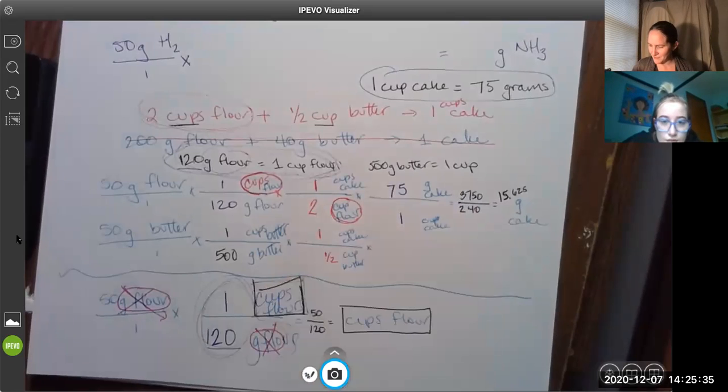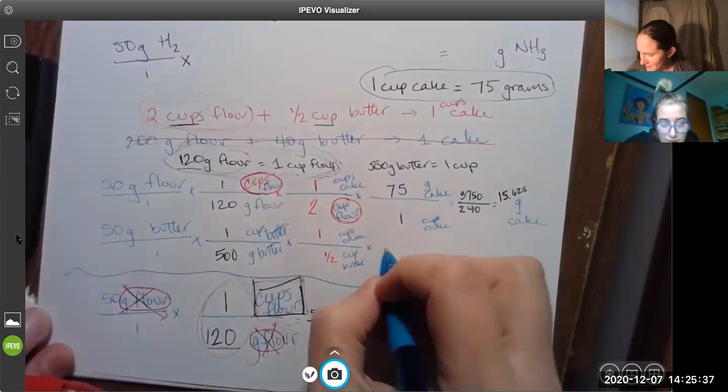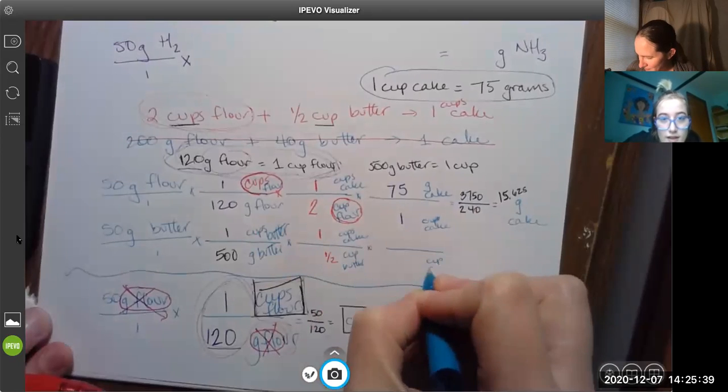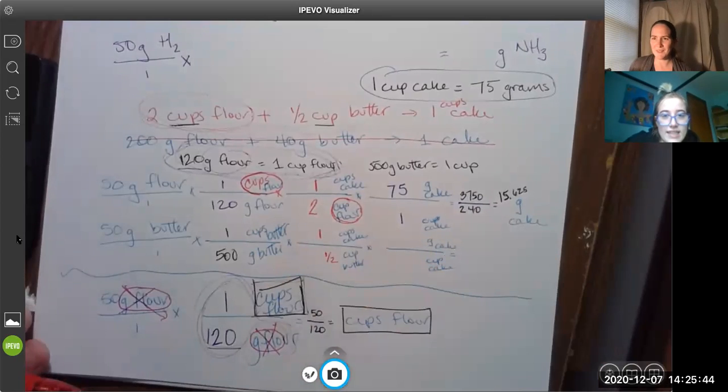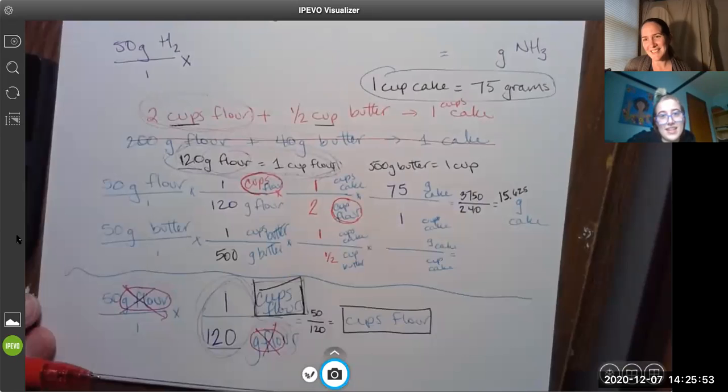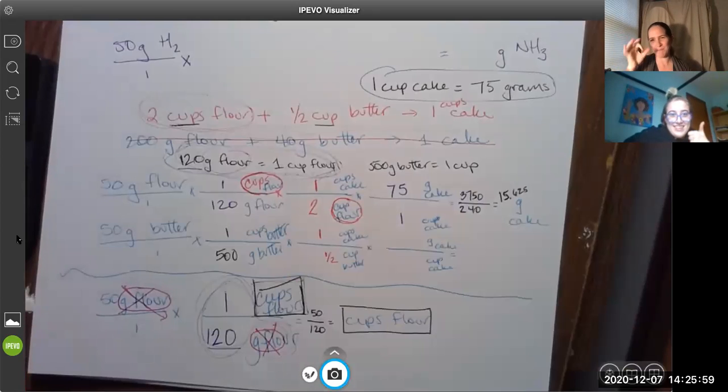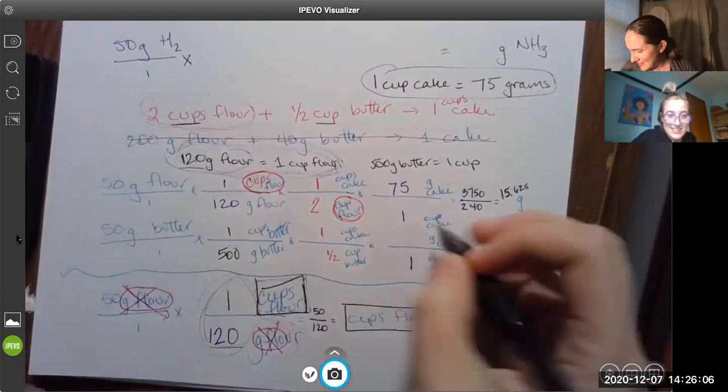And then it goes from cup of cake to gram of cake again. Yep. And would that just be 1 in 75 again? Yeah. How do you know? Because the cup is still a cup, so 1 cup of cake is still 75 grams. Nice. Perfect. That's exactly it. It's the same cake.